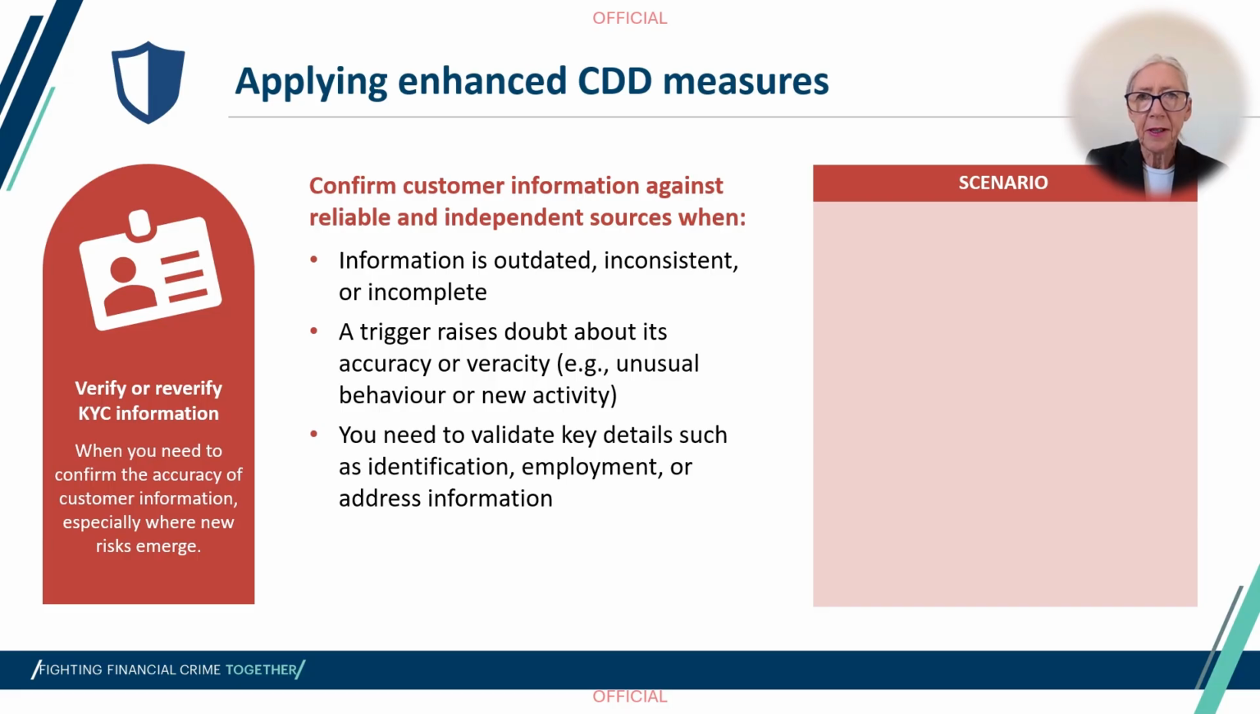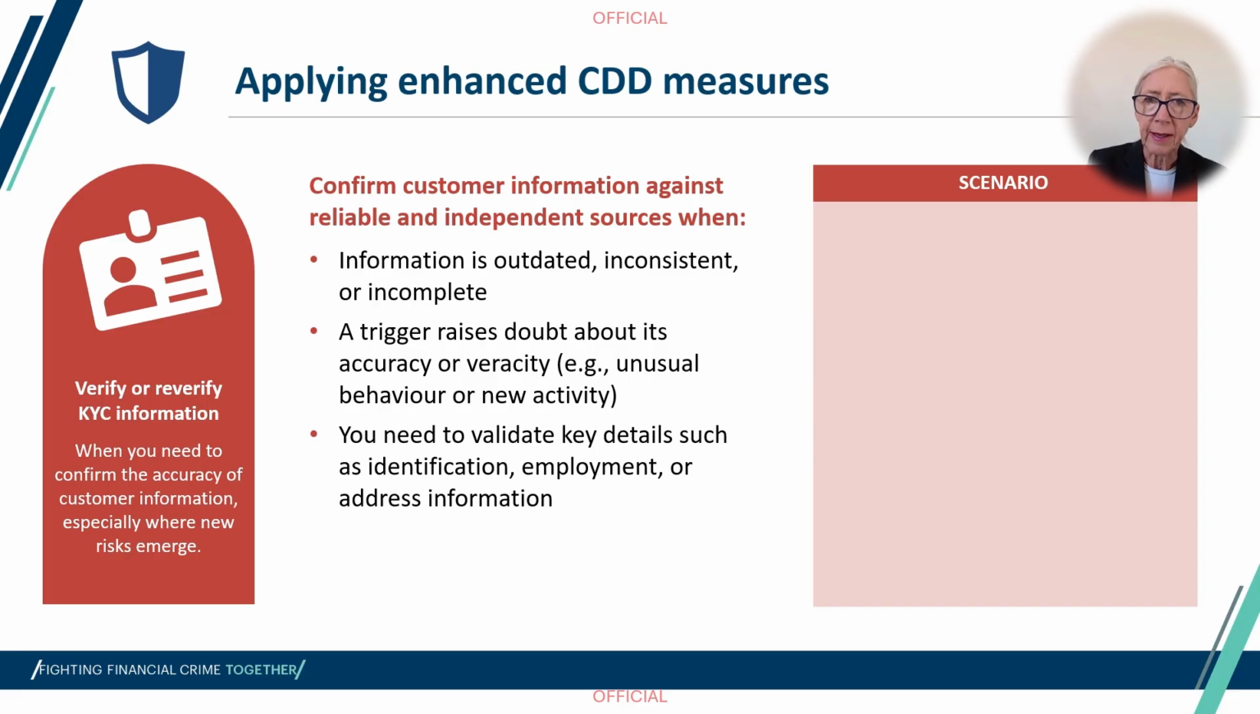An appropriate enhanced CDD measure you might apply is verifying or re-verifying KYC information. This involves checking the information you hold against additional, reliable and independent sources. You might take this step when information is outdated, inconsistent, or linked to a trigger that raises doubts about its accuracy. Re-verification helps ensure your understanding of the customer remains current and reliable. This step can help you confirm the accuracy of identification information, employment details, addresses, or other key facts that may affect your understanding of the customer's MLTF risk.